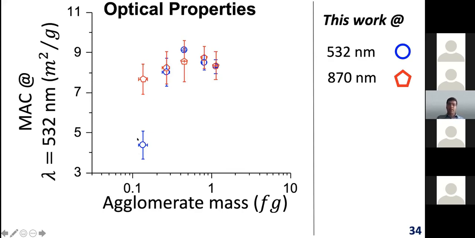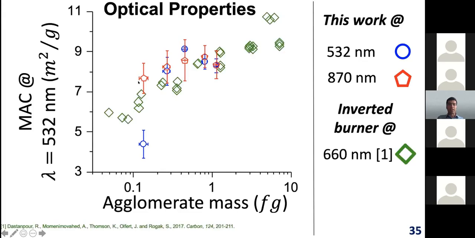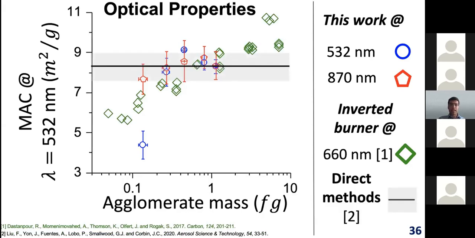Except for the very first data point at 532, the rest of the data are clustering, and the values as well as the trend agree very well with the MAC of soot measured from an inverted burner, showing an increase with the size of the soot agglomerate. That also agrees very well with the range of MAC values reported for soot measured with direct methods.